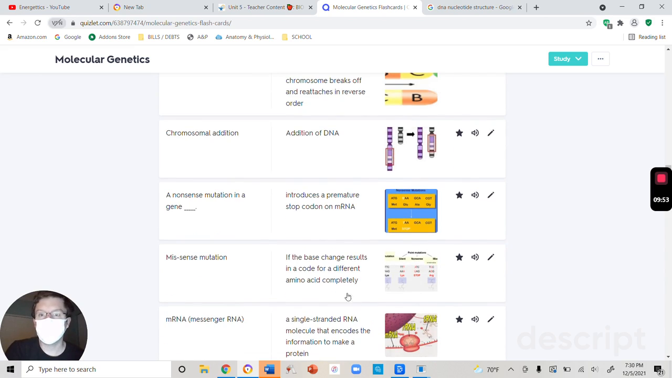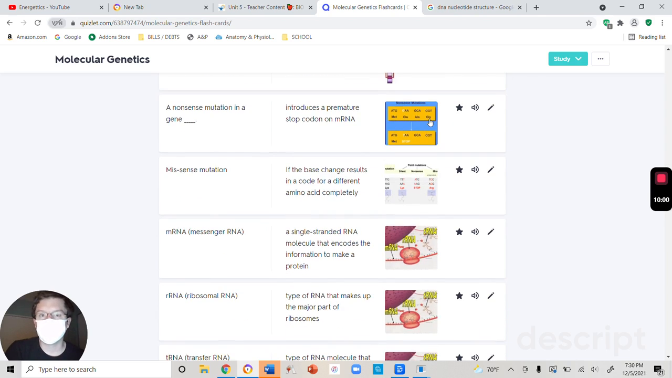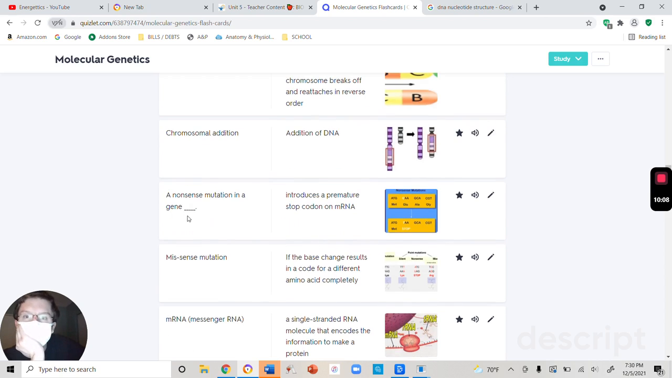Now, this part is where I see some potential confusion occurring. So here we have types of mutations that can occur. So let's take a look at a nonsense mutation. What a nonsense mutation is, it introduces a premature stop codon on mRNA.